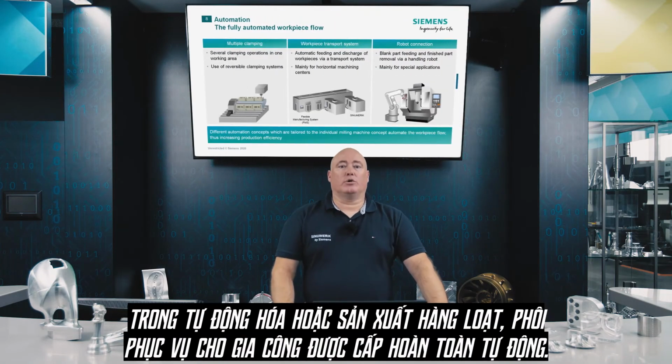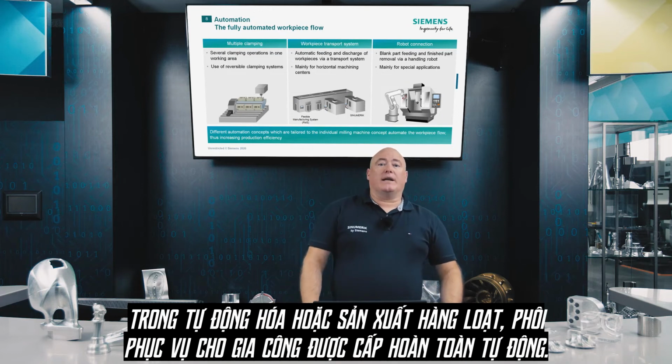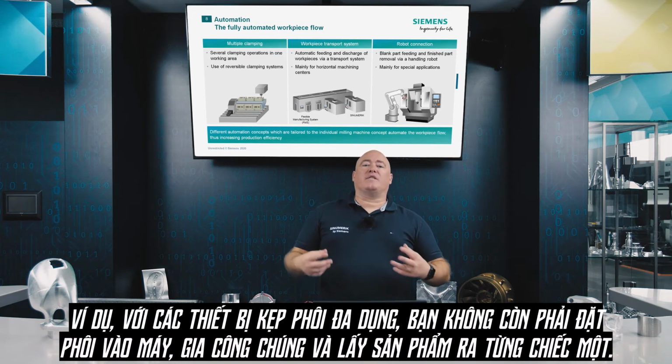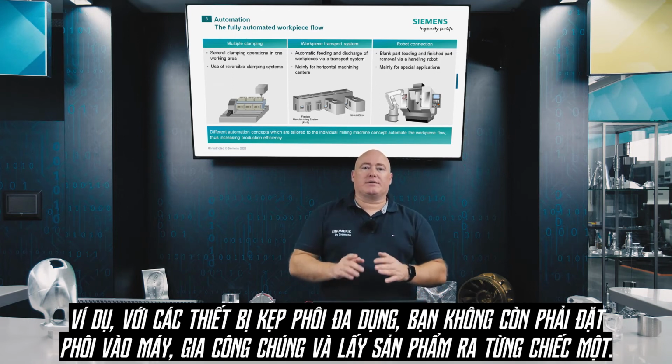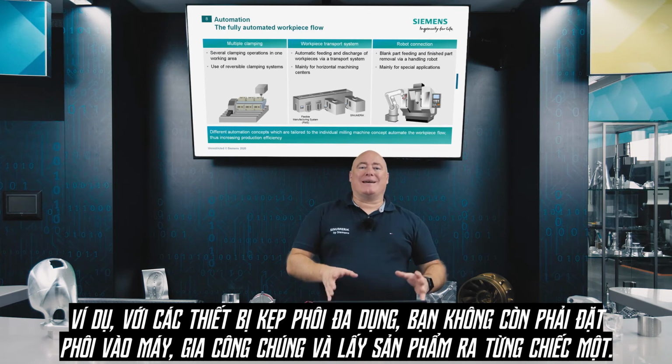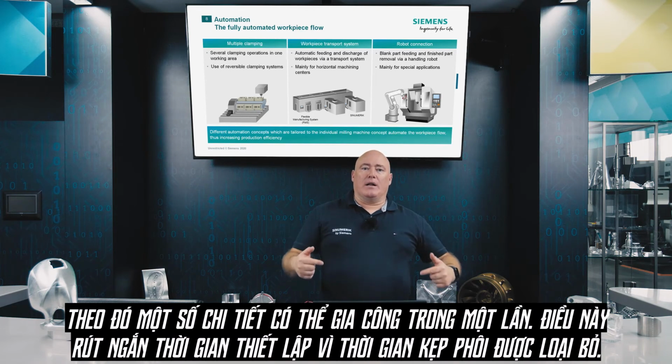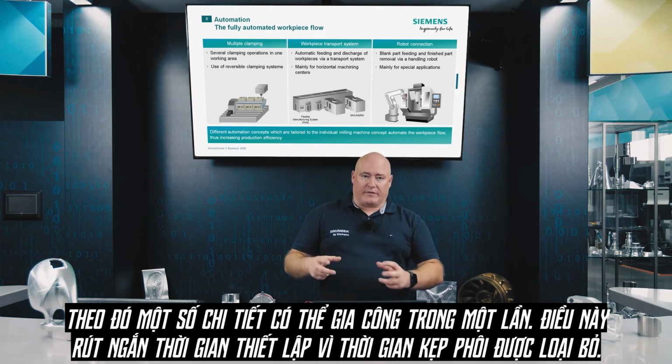In automation or mass production, the flow of workpieces is fully automated. For example, with multiple clampings, you no longer have to put parts in the machine, machine them, and then take them out one by one. In this case, multiple workpieces are placed on reversible clamping devices and clamped once so that several parts can be machined in one go. This shortens the setup times because clamping times are eliminated.